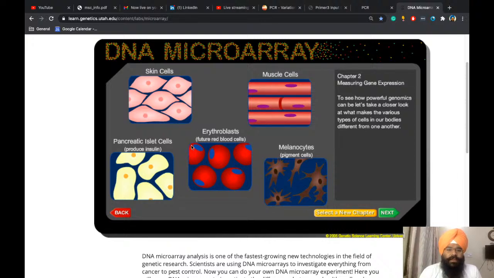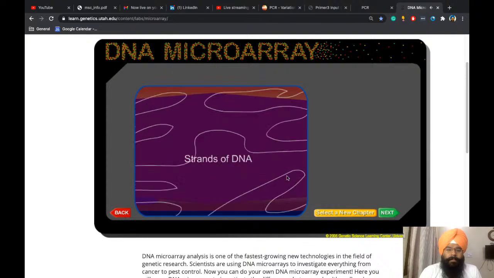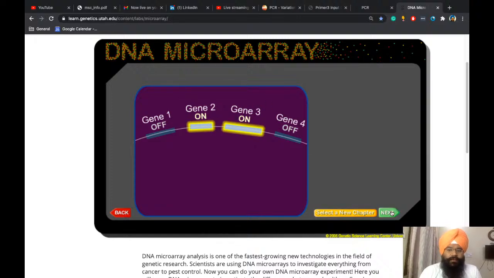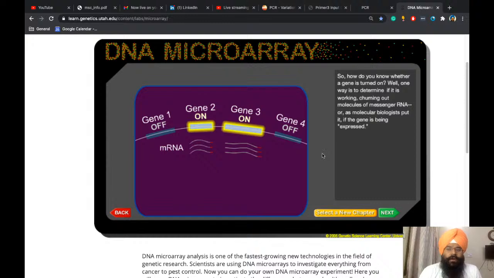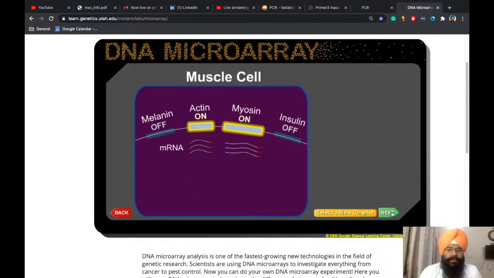So you can see skin cells, muscle cells, pancreatic cells, erythroblasts, melanocytes, all these cells. There are tens of genes which will be on, like gene 2 is on, gene 3 is on, but gene 1 and gene 4 are off. So how do you know whether a gene is turned on? One way to determine if it's working is to look for molecules of messenger RNA, which molecular biologists use to tell that a gene is being expressed. So you have mRNA from it, and then you have actin and myosin proteins. In muscle cells, these genes, actin and myosin, are on, but melanin and insulin are off.